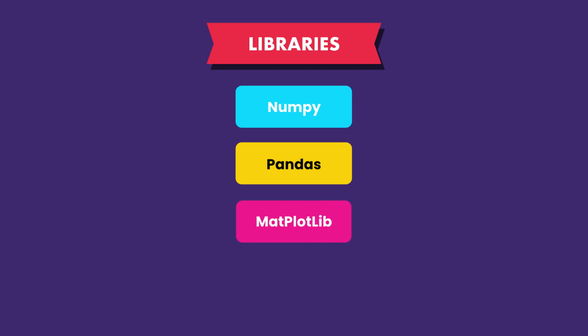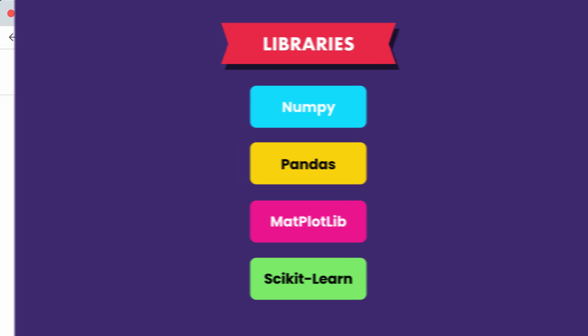The third library is matplotlib, which is a two-dimensional plotting library for creating graphs and plots. The next library is scikit-learn, which is one of the most popular machine learning libraries that provides all these common algorithms like decision trees, neural networks, and so on.